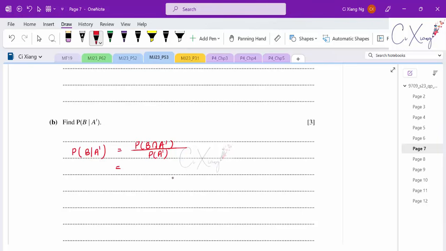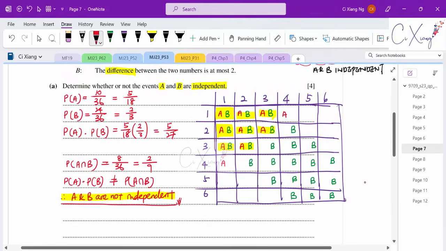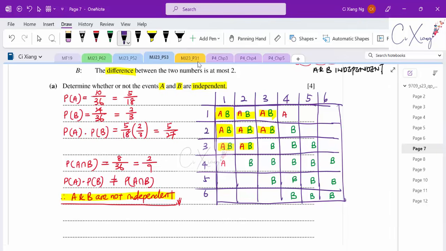Okay, so maybe we are interested in the cells where B intersect with A prime first. B intersect with A prime basically means the cell with B but no A. So no A means A prime. So this is actually the intersection for B with A prime. So this one also B with A prime, B with A prime, and so on. To calculate the probability, you just need to count how many of this type of cell we have, A prime with B. Okay, so you can try to count it.